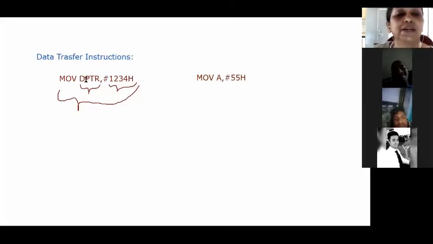Okay, so what is the difference between this instruction and this instruction, students? Both instructions are following immediate addressing mode, but there is a slight difference between these two. What is that difference? Can anybody tell me? Be quick, we are running out of time. Only 7 or 8 minutes are there.